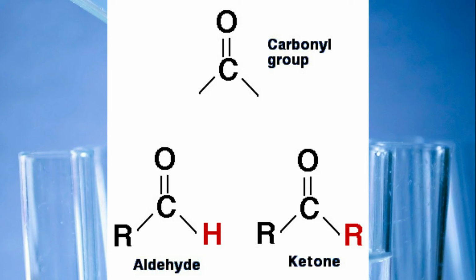Ketones. A ketone is an organic compound with the structure RC(=O)R', where R and R' can be a variety of carbon-containing substituents.